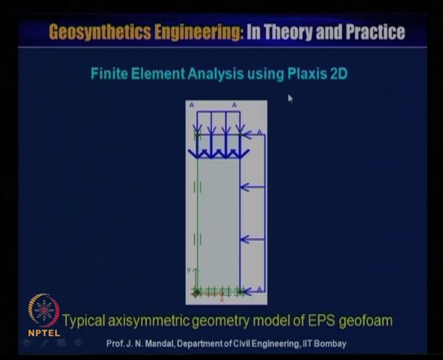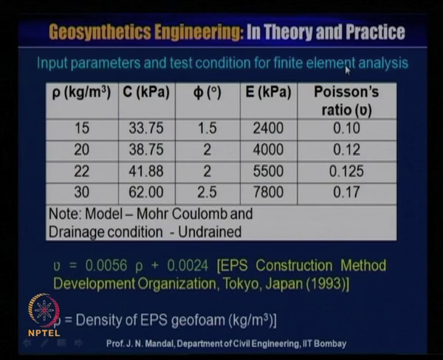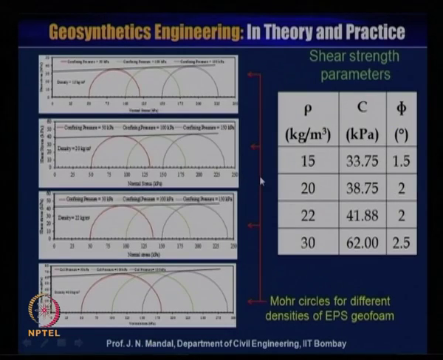This is some finite element analysis using Plaxis. The triaxial axisymmetric model of EPS geofoam has been studied. And this is the input parameter of test condition of finite element analysis, with density 15, 20, 22 and 30. This is the Mohr-Coulomb model, and drained condition is used, and these are the C values, and this is the phi value that you have obtained from here.